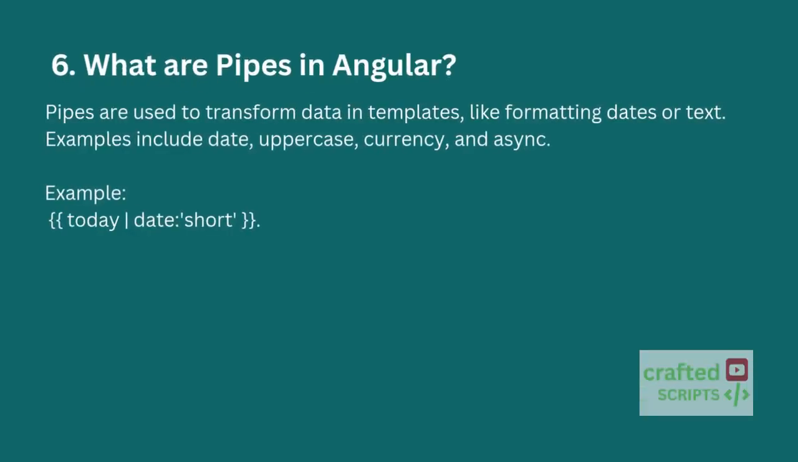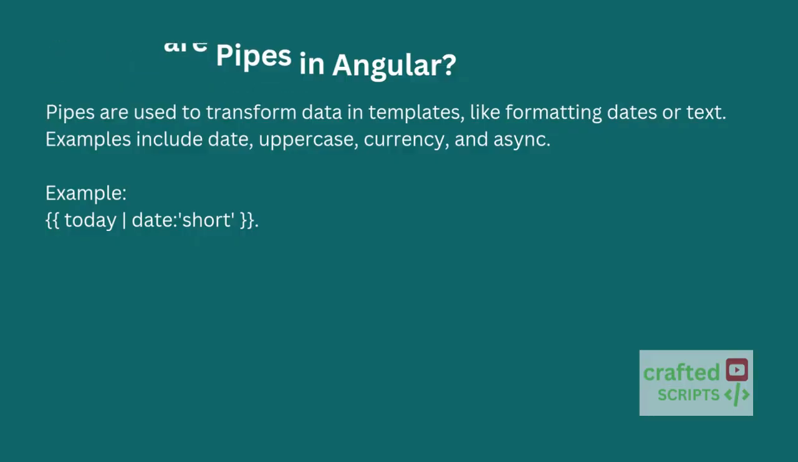Question number 6. What are pipes in Angular? Pipes are used to transform data in templates, like formatting dates or text. Examples include date, uppercase, currency, and async. Example, here, the date pipe is used to format the today value into a short date format using Angular pipes.